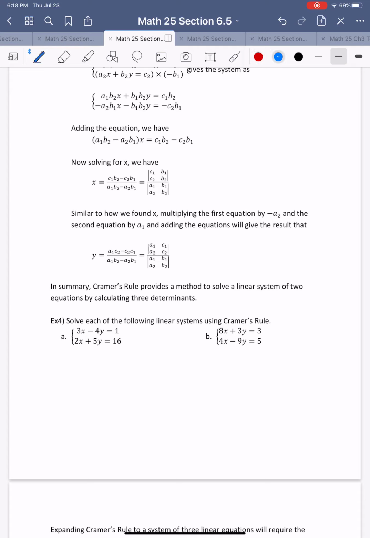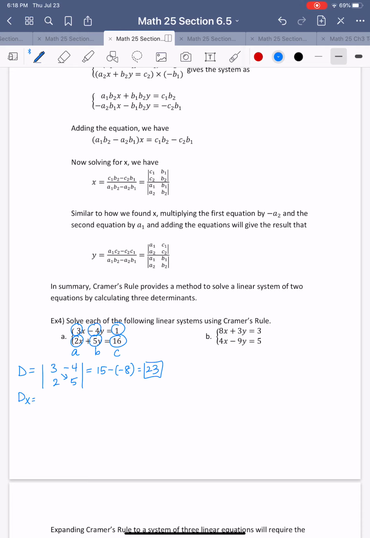For the determinant, you have to see the coefficients: 3, negative 4, 1, and 2, 5, and 16. So this is A, B, C. You should know that. For the determinant, I use A and B, so I got 3, negative 4, and 2, 5. How do you get the determinant? We cross multiply: 3 times 5, 15, minus negative 8, which is 23.